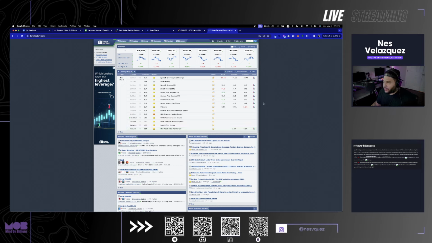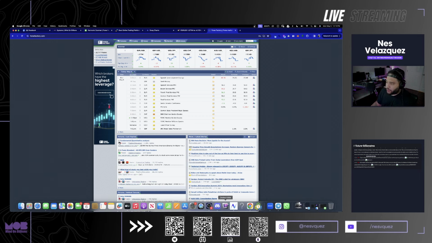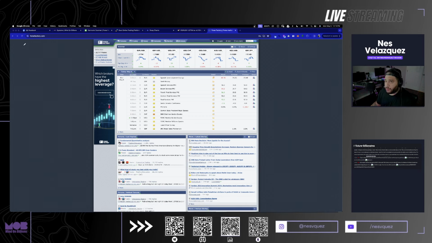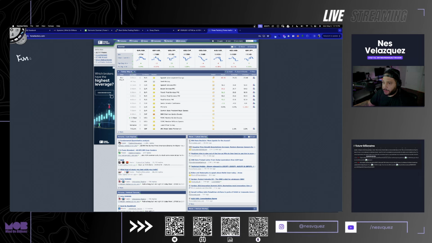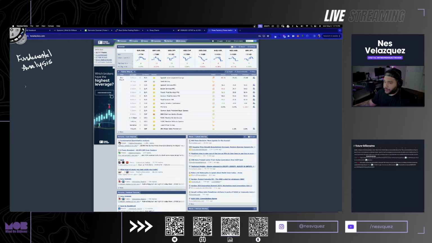So what's important to understand, especially when it comes to viewing the economic calendar, I'm bringing out my drawing tool again. And let's put this like this. Okay. And so when we're doing fundamental analysis, right? When we're doing fundamental analysis, we are taking a look at the economic calendar.